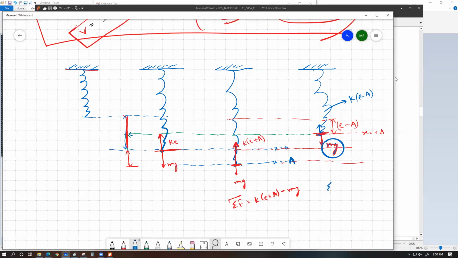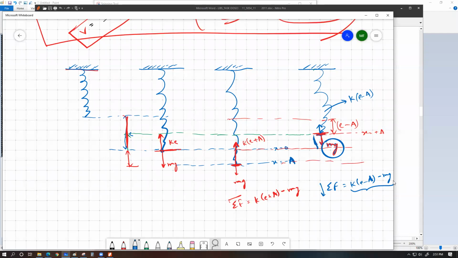So for this scenario, the resultant force is going to be k into E minus A. This is the pulling force of the spring minus mg. And in this case, the total value of this thing is going to be, mg is going to be bigger. So this force is going to work downwards. So this is going to be happening for the upper part.